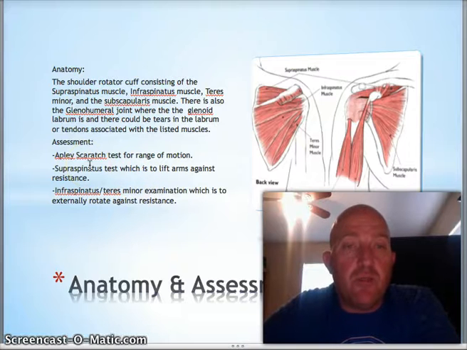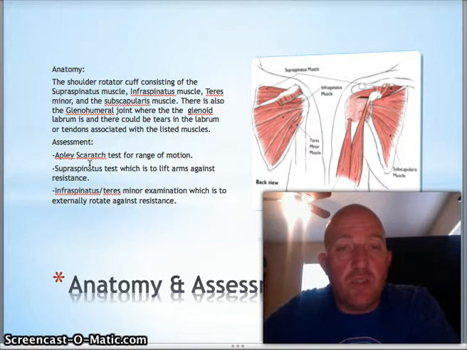So we'd be doing an Apley scratch test, which is checking for range of motion, moving our arm through various different positions, checking for, again, the pain associated with those injuries. Supraspinatus tests would be lifting arms against resistance. If we're feeling that there's an injury, we'd have somebody apply some resistance to the lateral side of the arm as we try to abduct to the outside.